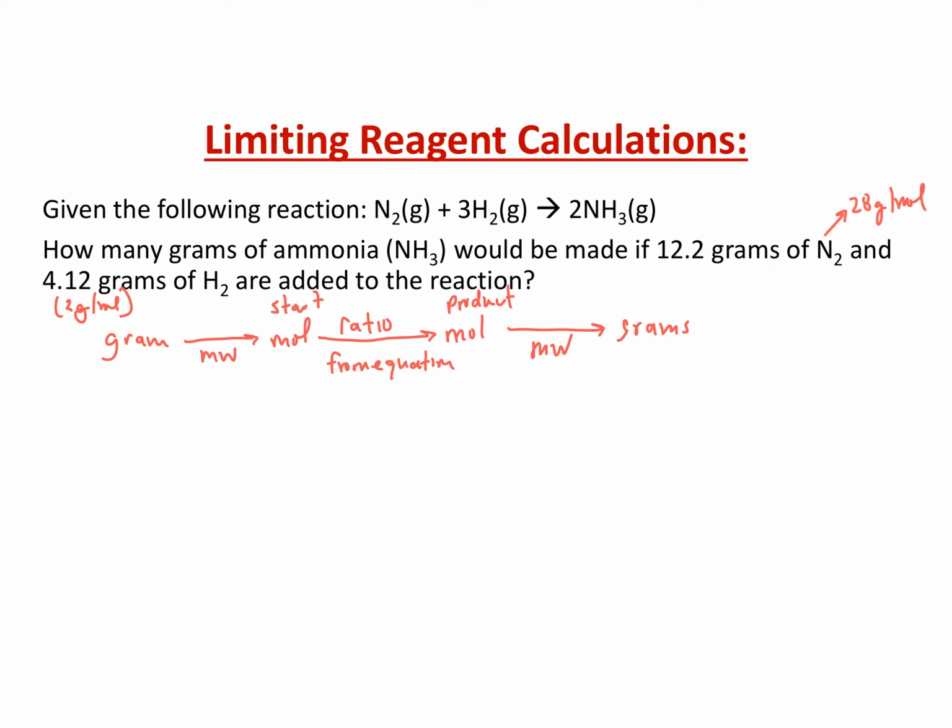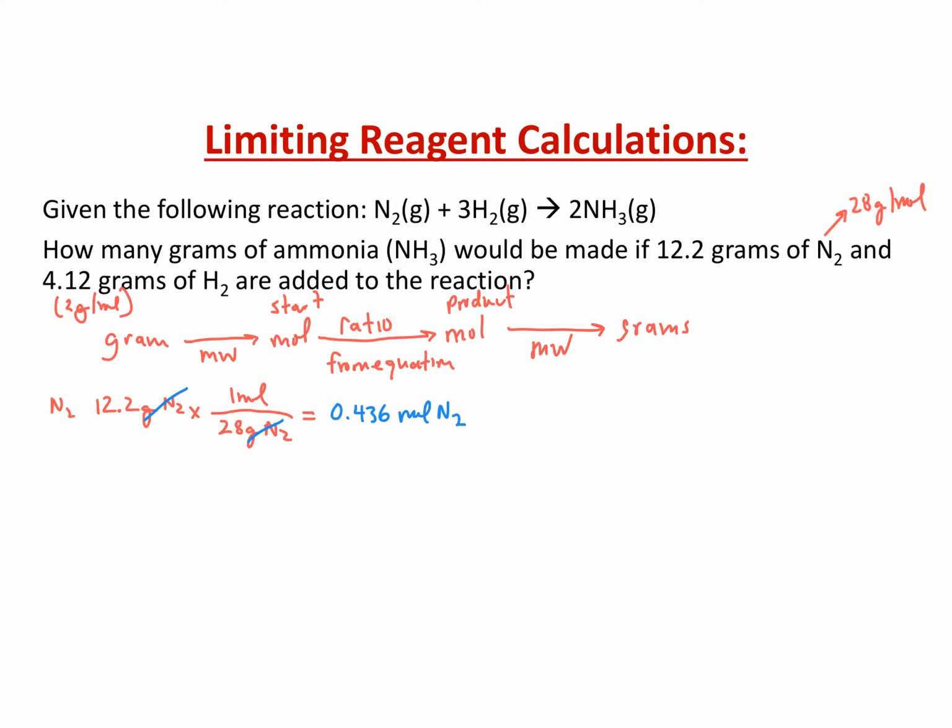So I have grams, I need to find moles. So we're going to do the calculation for nitrogen. I have 12.2 grams of nitrogen, and I know that if I had 28 grams of nitrogen, I would have 1 mole of nitrogen. So grams of nitrogen cancel out, and that leaves you with 0.436 moles of nitrogen. So we've done the first step, grams to moles.